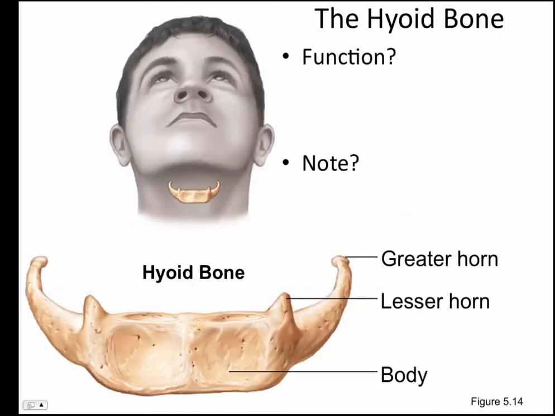Now, we have another bone here, which isn't technically part of the skull, but it's closely related to the mandible and the temporal bones. And this is the hyoid bone, and it's the only bone that does not articulate with any other bone.